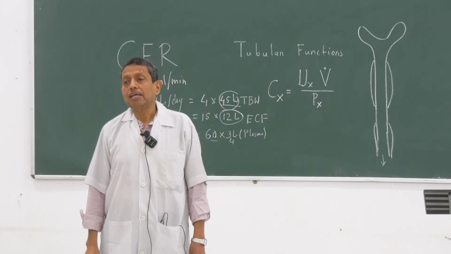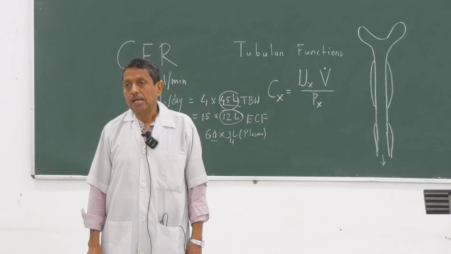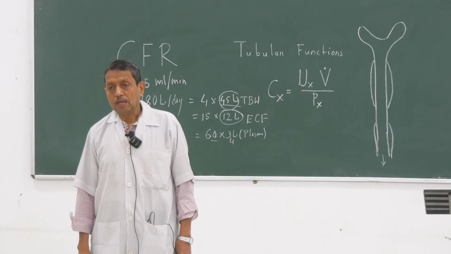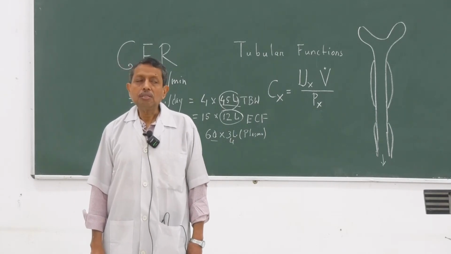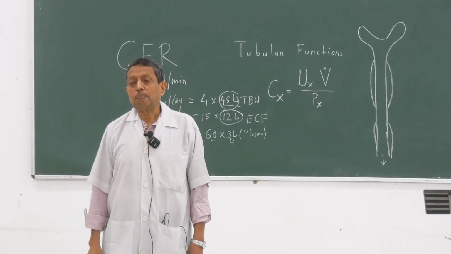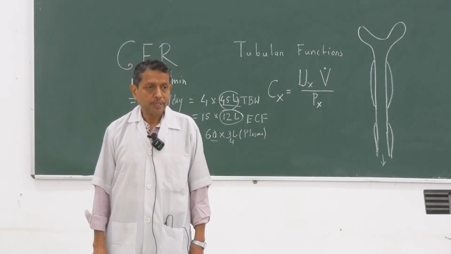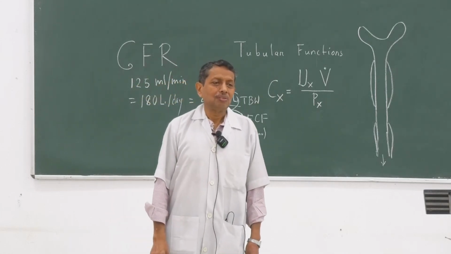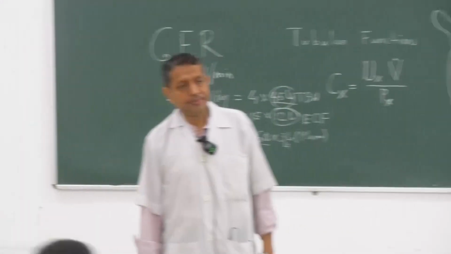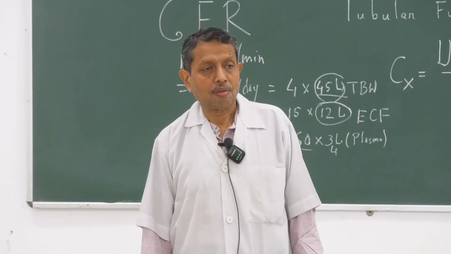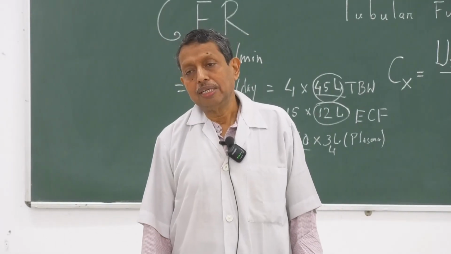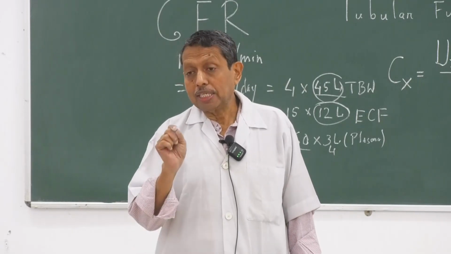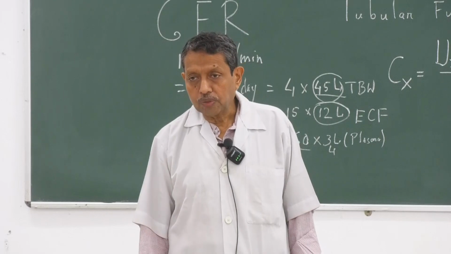Some substances are fully filtered and some substances are partially filtered, and in that condition you consider the filterable fraction. Here, sodium and chloride ions, if you consider, they are fully filtered. Fully filtered means their concentration in the plasma is equivalent to that present in the fluid in the Bowman's capsule.